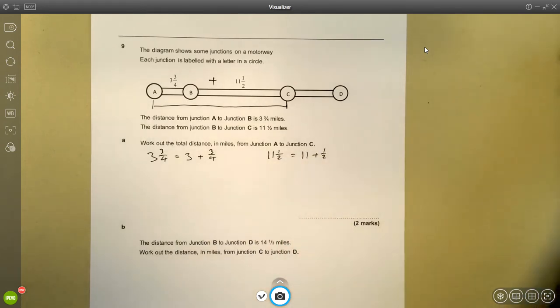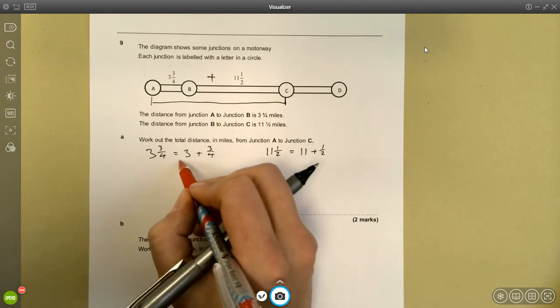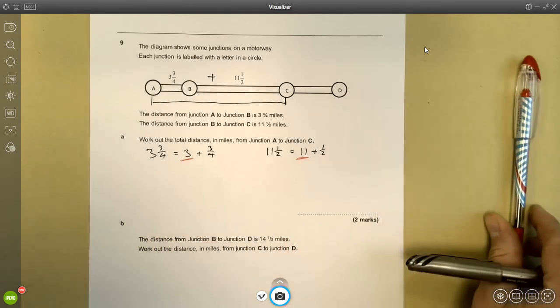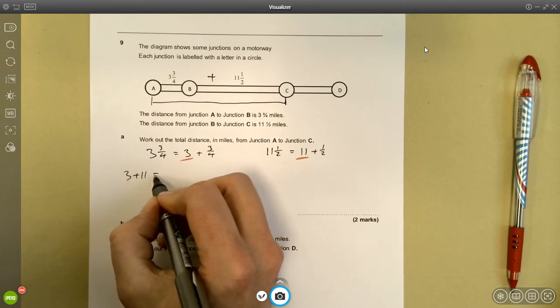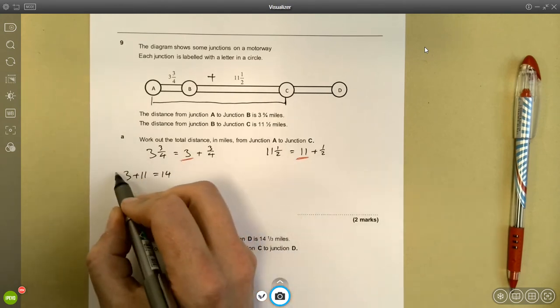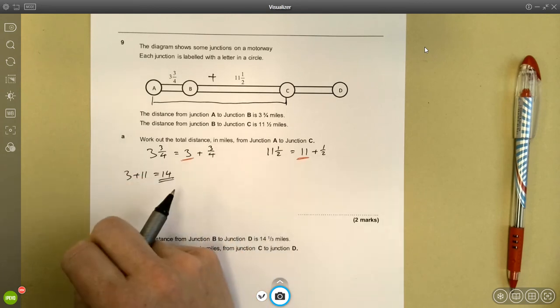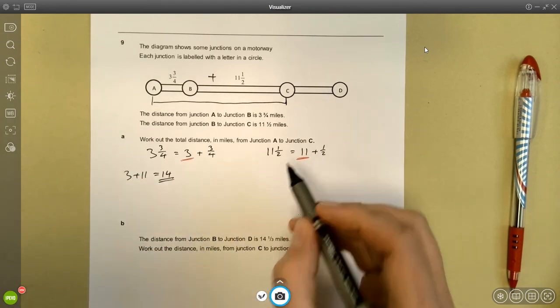So let's take the whole number part and just add them up separately and then deal with the rest of it. So we know that 3 plus 11 is 14 because we are amazing at maths. Okay, so you park that up and come back for it. So that's the whole number part.